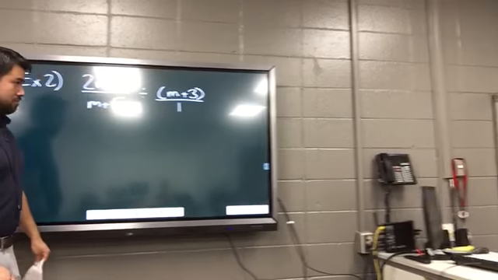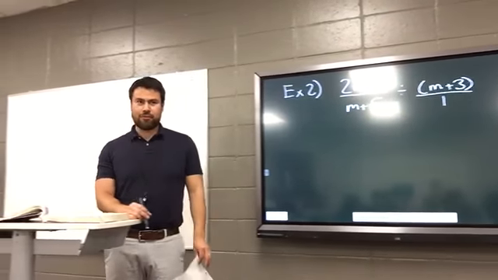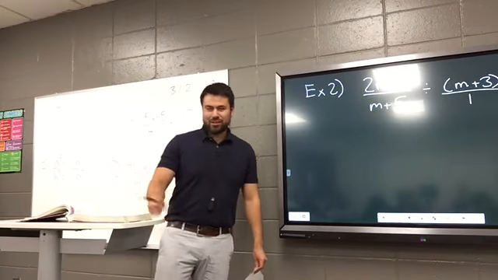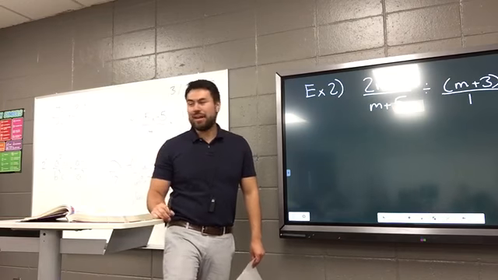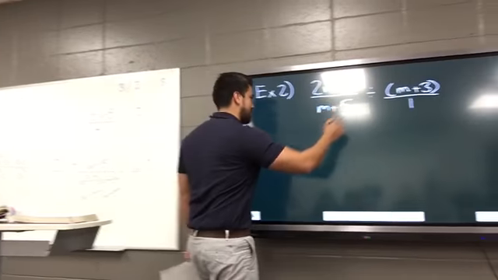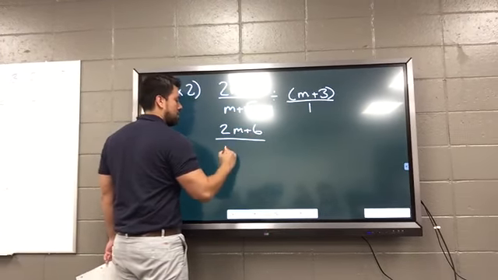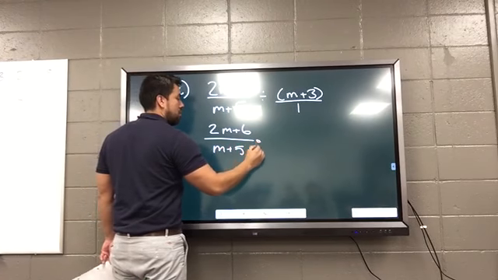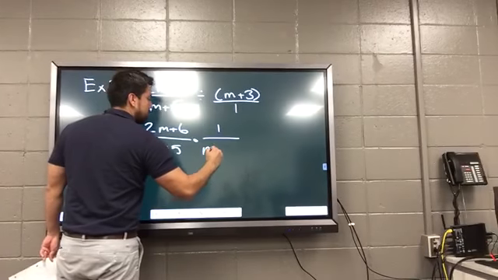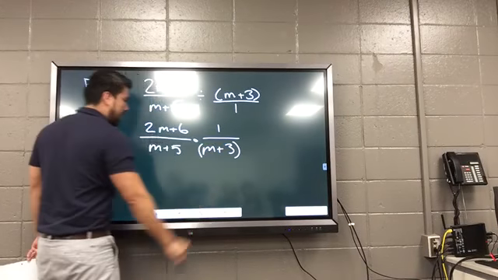It is. Someone say change flip it for me, please. Wyatt, you've done so well with that. I'm going to have someone else. Ellie, say change flip, please. 2m plus 6 over m plus 5 times 1 over m plus 3. Okay.